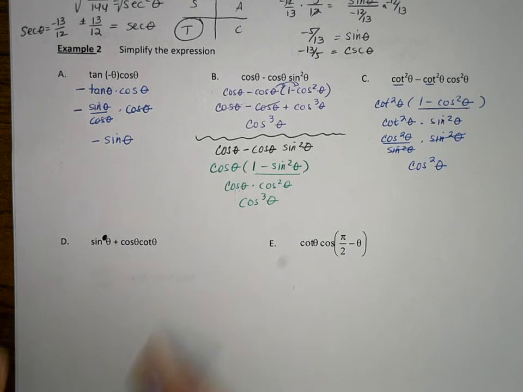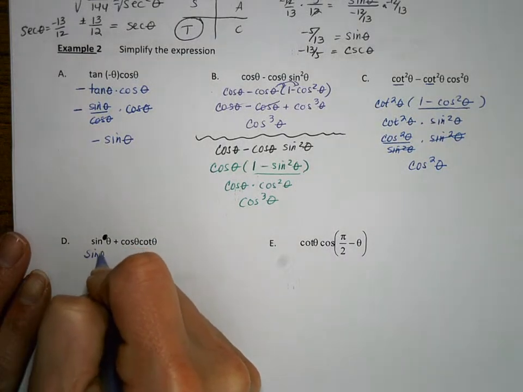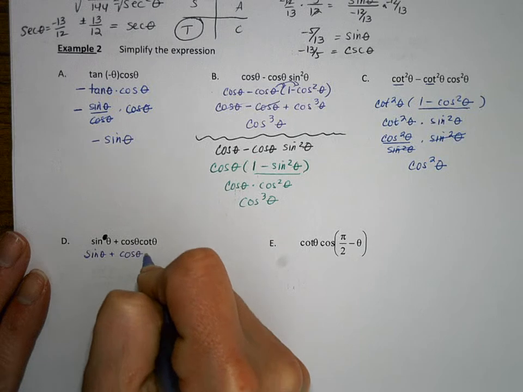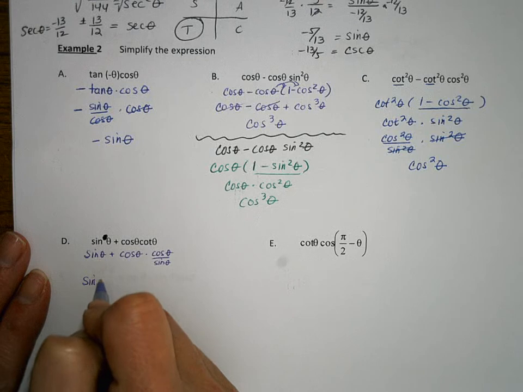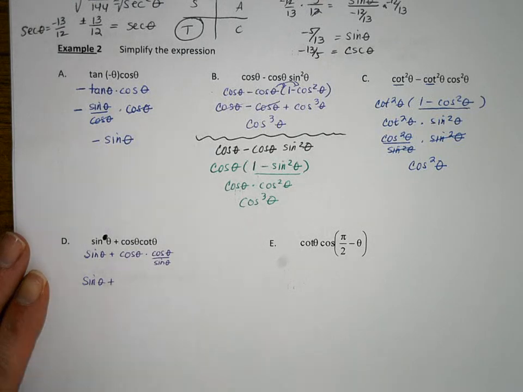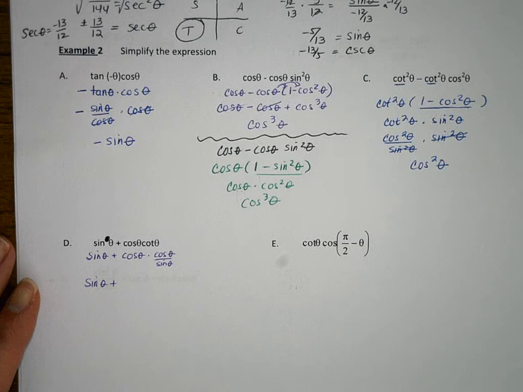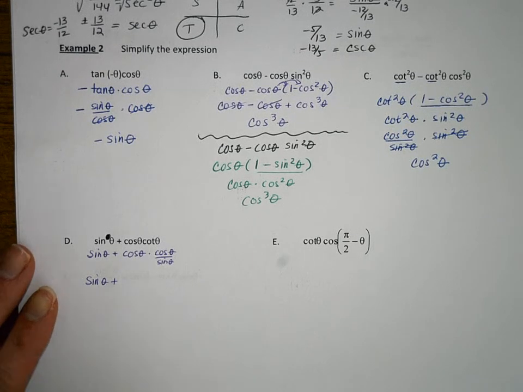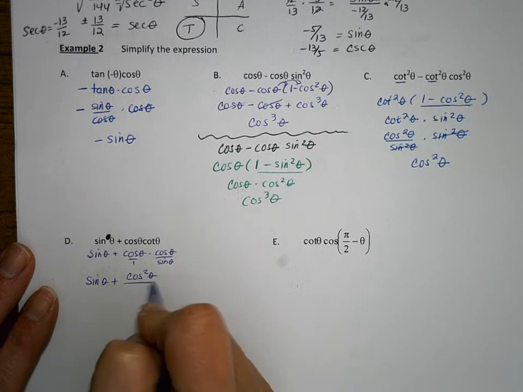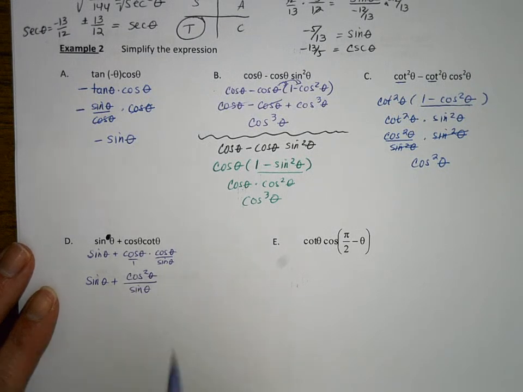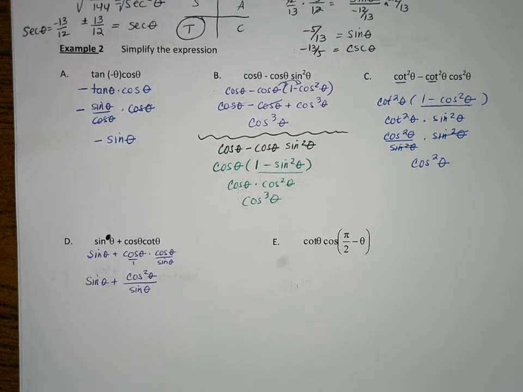Cosine over sine. Okay, so I have sine plus cosine times cosine over sine. All right, so if I have sine plus, well, what is cosine times cosine over sine? Yeah, I mean, cosine's like cosine over 1, right? So cosine times cosine is going to be cosine squared over 1 times sine is sine. All right, now, I'm not so sure I really like those apart.